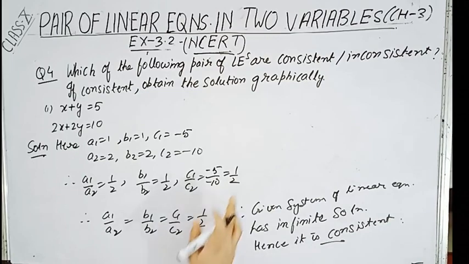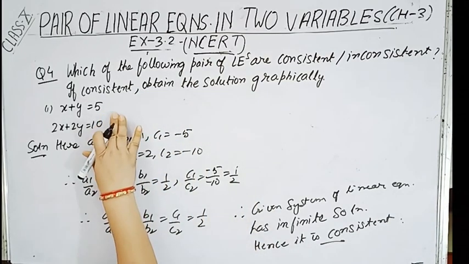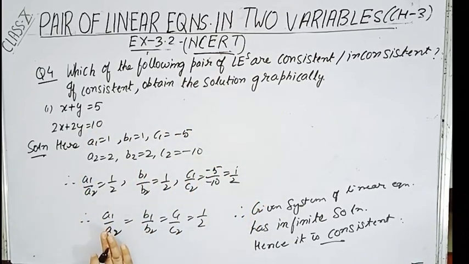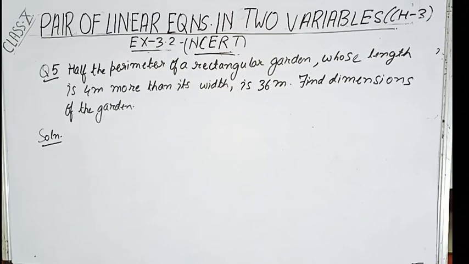Now the question is saying that if it is consistent, and we have got that it is consistent, obtain the solution graphically. So represent it graphically. You will get two lines which are overlapping each other and hence you can find the solution. The rest of the subparts of question number 4 you will attempt on your own. If any doubt is there, please write in the comment box or the inbox. Now let us proceed to question number 5.